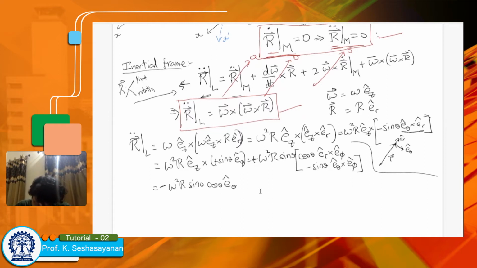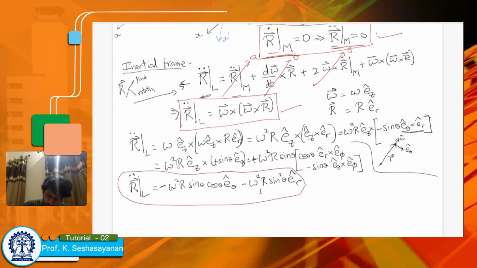And the next term you get minus omega square R sine square theta E theta cos E phi. So E theta is along this direction, E phi is along this direction, E phi will be along the ER direction. So this is the evolution equation in terms of theta and in terms of E theta and ER.